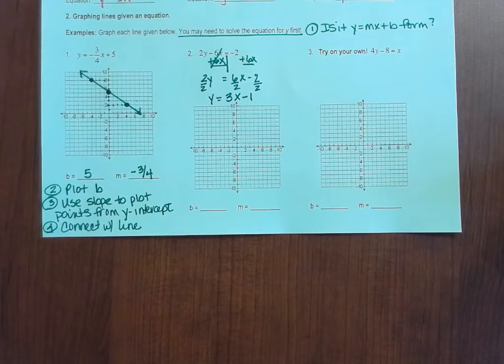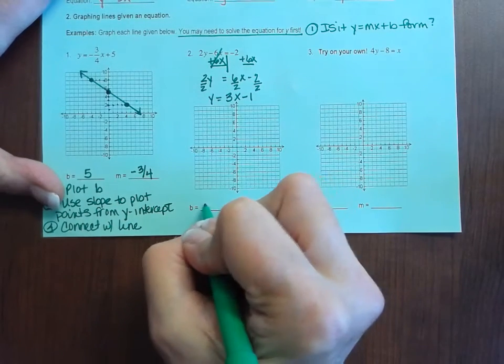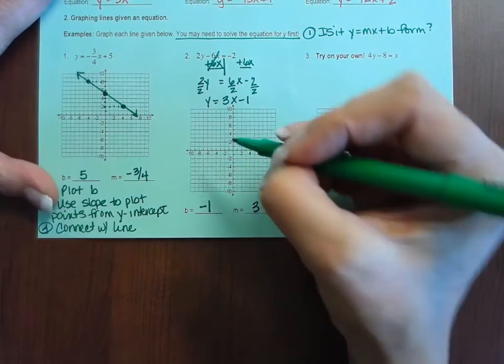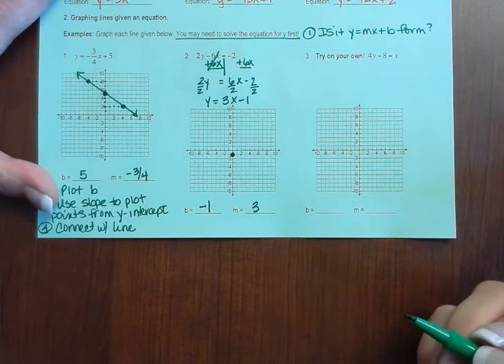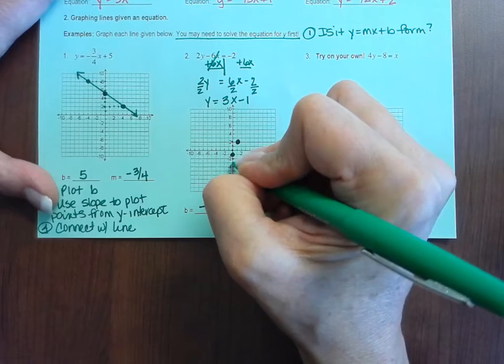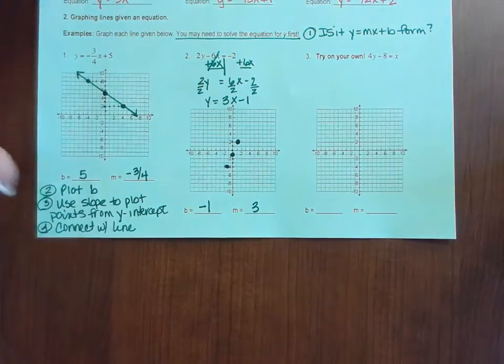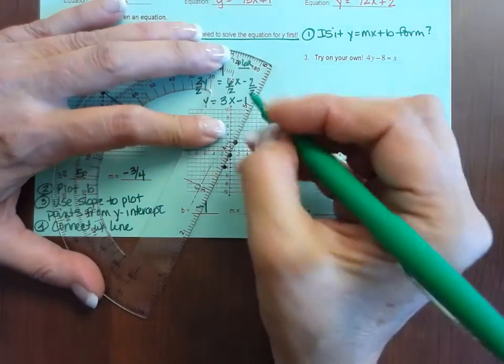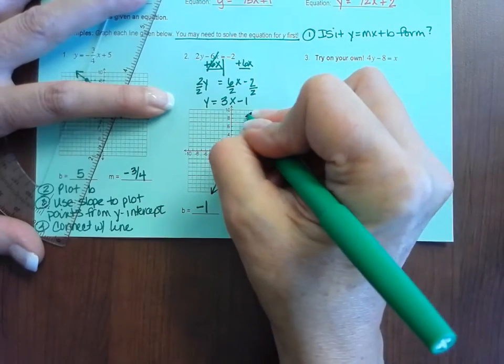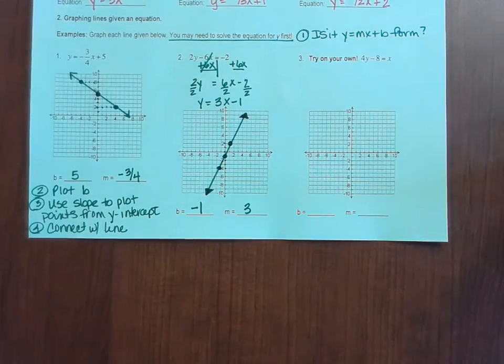Alrighty. Reagan, what do I want to do? What's my y-intercept? Perfect. What's the slope? Perfect. So I plot my negative 1. And then I'm going to go up 2, 3, and over 1. And let's connect. Feeling good? All right, try number 3 on your own then.